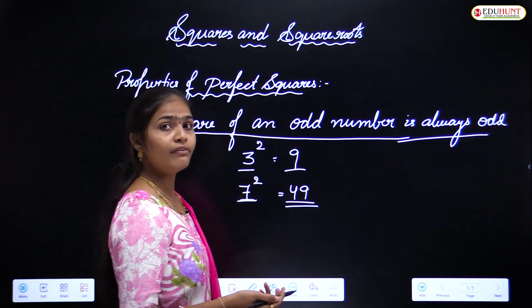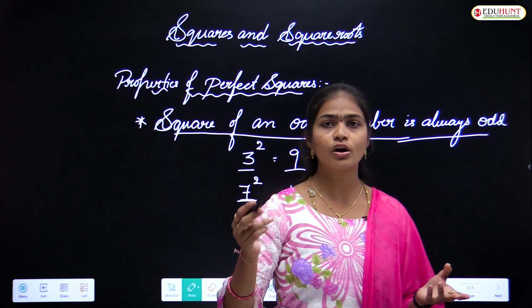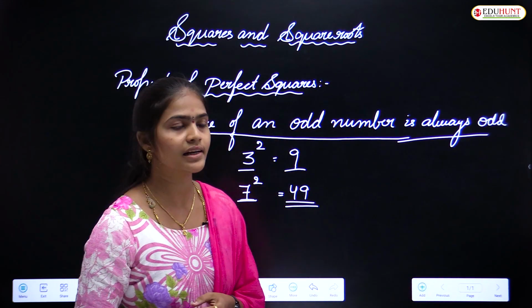Okay. So the square of an even number is always even. The square of an odd number is always odd. So this is another property.